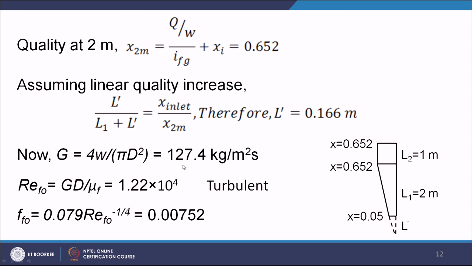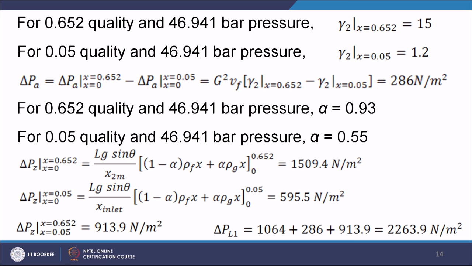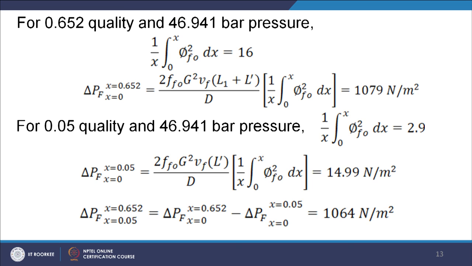So, this is coming as turbulent. Friction factor we will be calculating using Blasius like this. This is coming as 0.00752. Now, at 0.652 quality, let us find out from the charts what are the values of the 1 by x into 0 to x phi fo square into dx. We require the pressure information for that.